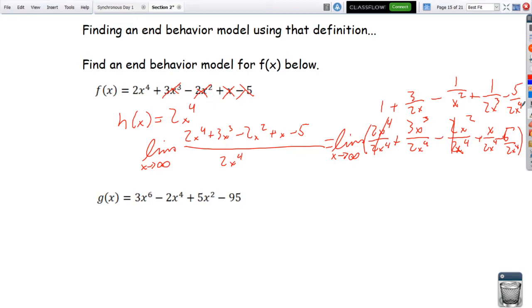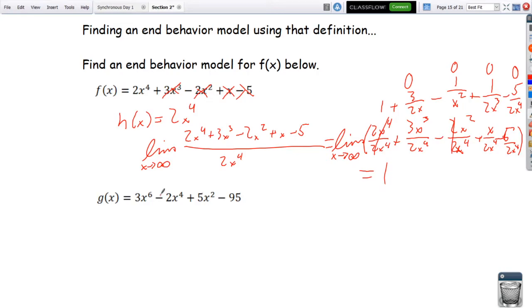When I'm proving this, I see I've got 1 plus finite over infinite, 0, minus finite over infinite, 0, plus finite over infinity, 0, minus finite over infinity, 0. Now 1 plus 0 minus 0 plus 0 minus 0 equals 1. By the definition on the previous page, we see that the end behavior model is 1. And this particular problem, it works in both directions.